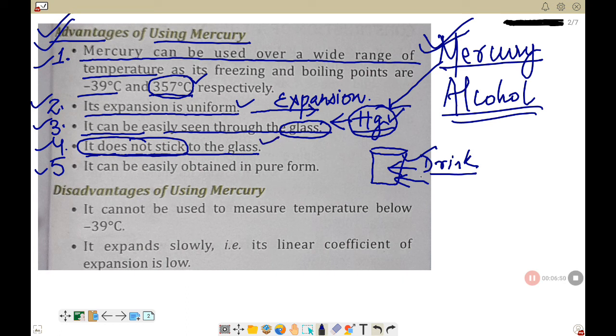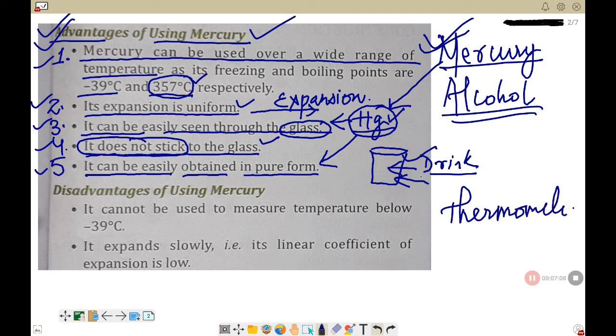Mercury does not stick to the glass. Okay, it can be easily obtained in pure form. So mercury can be easily obtained in pure form, and that is the fifth advantage of using mercury in the thermometer.